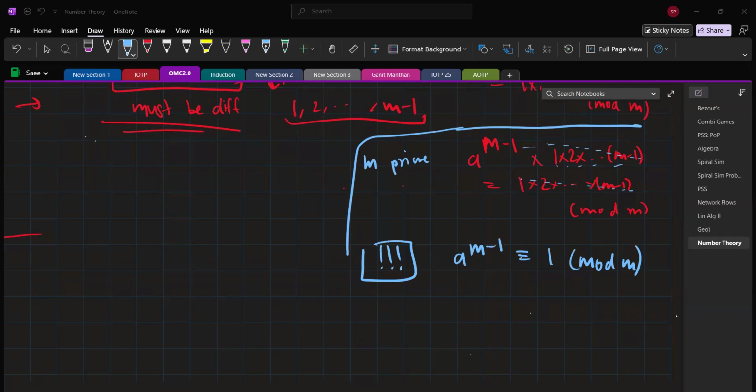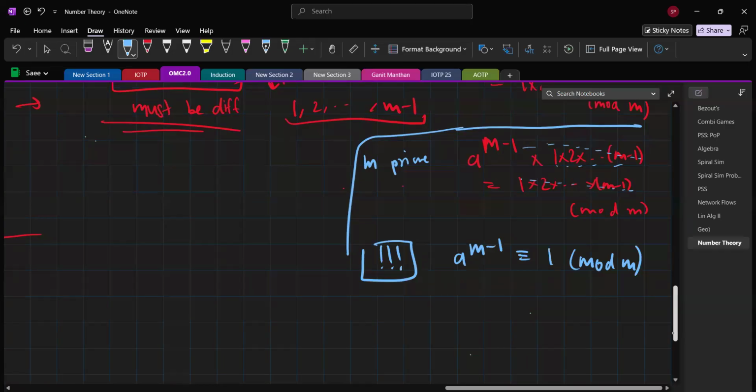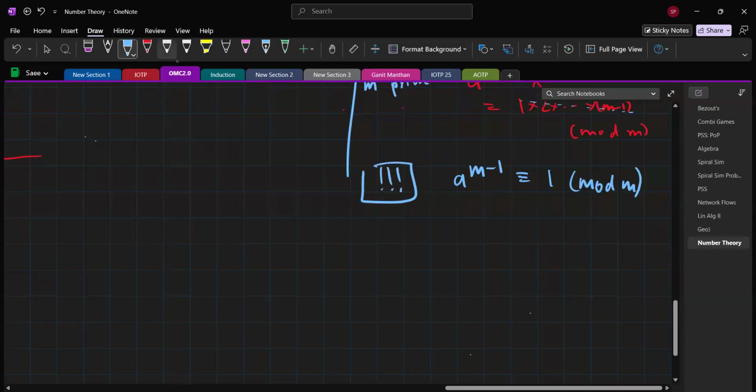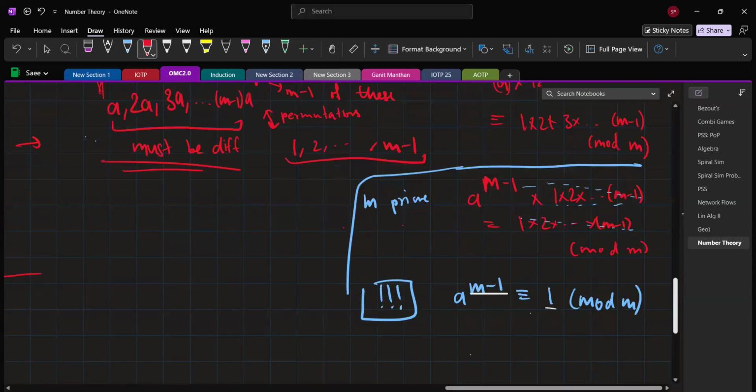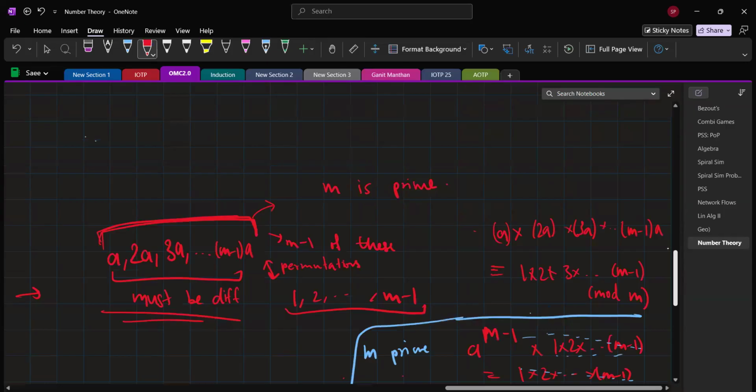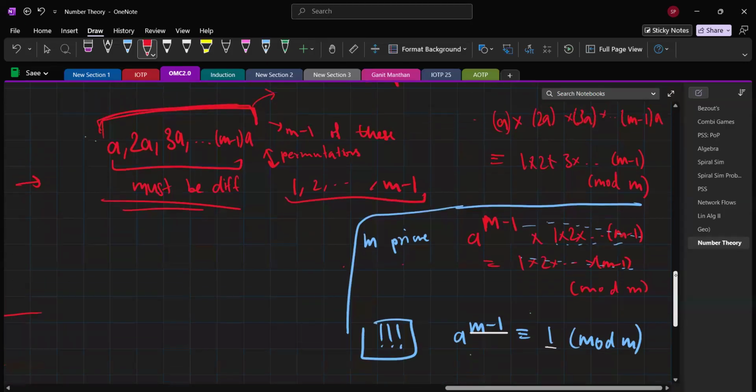What is this telling us? That for any prime p, if you take any number which is co-prime to it, which is basically any number that's not 0 mod p, and you raise it to that prime minus 1, you're always going to get 1. Okay? Does this make sense? Is this all good for people?